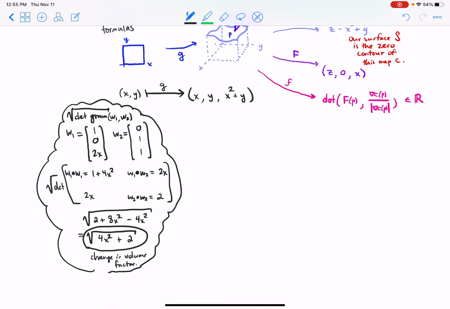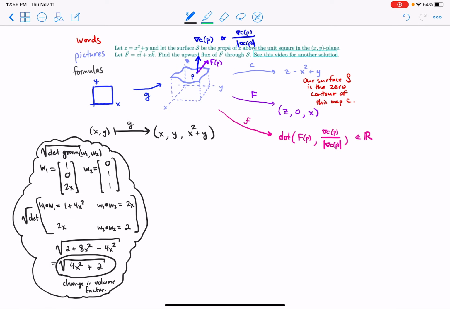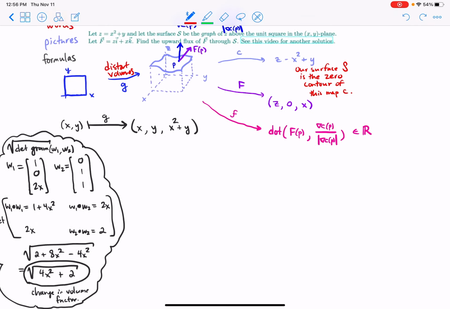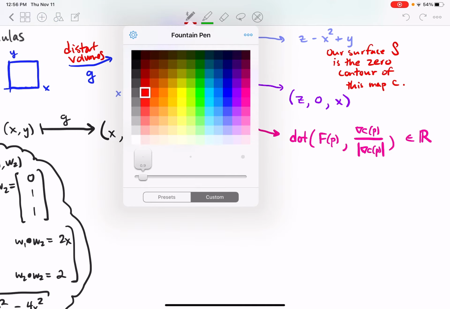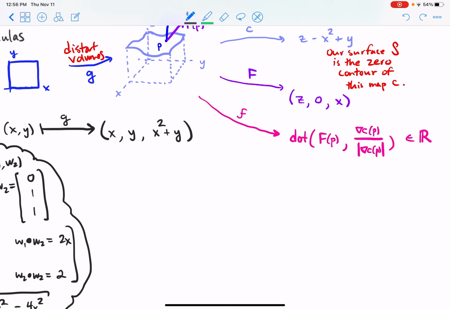I don't know why this helps me organize. Okay, so great. So now we've found out how G distorts volume. It's by this factor. All right, we're ready to integrate. We just need to integrate this function over the surface. Well, that means we need to pull it back to here, and we'll integrate f over g. So in formulas, I'll say the flux is equal to the integral over our surface of f.